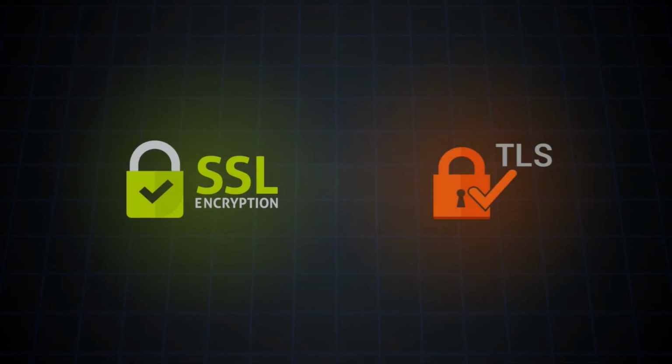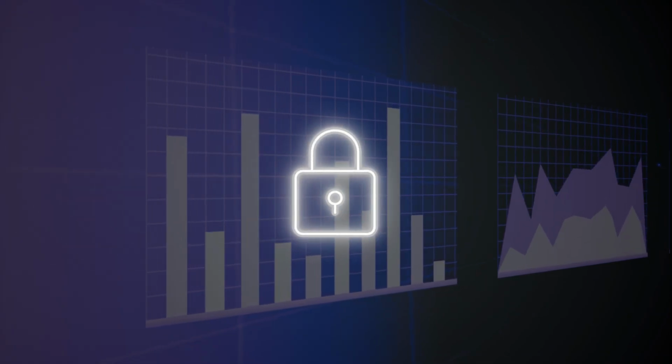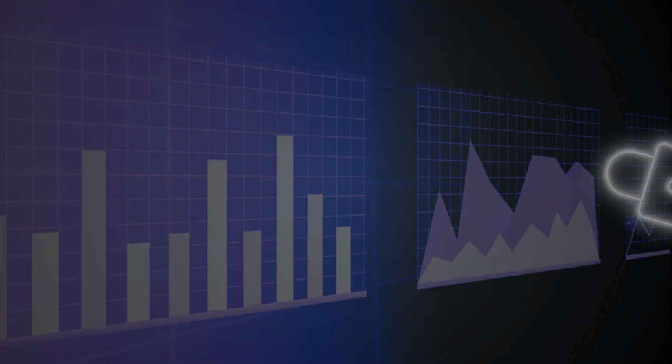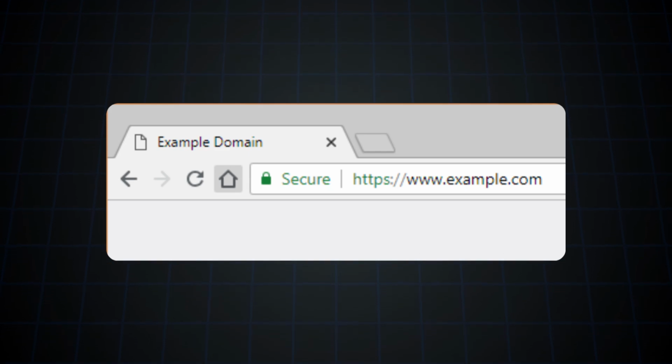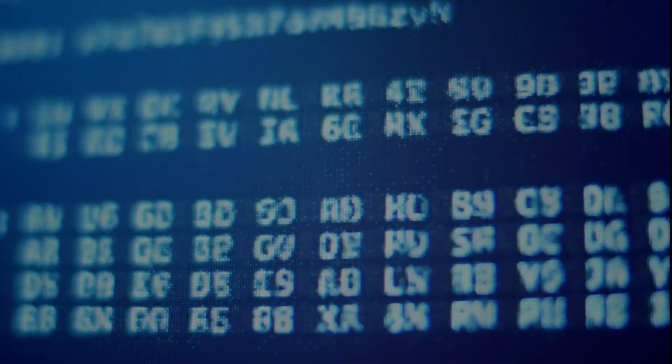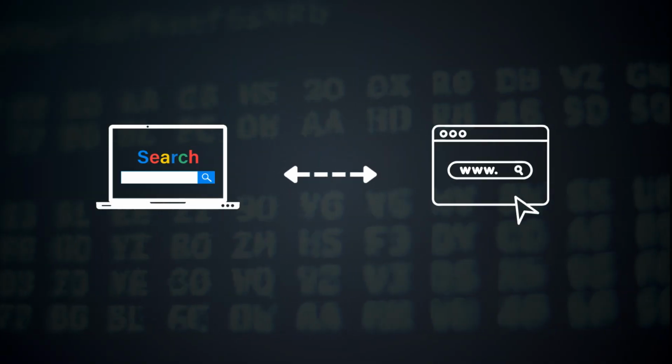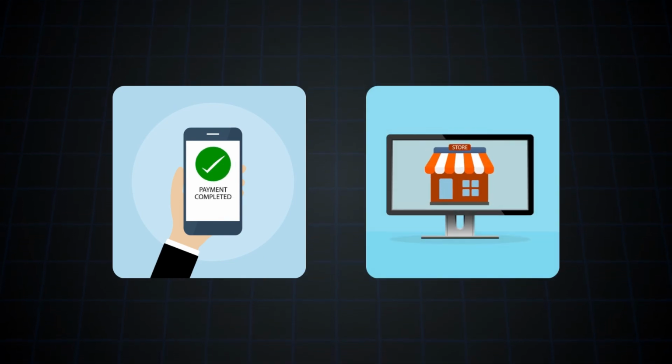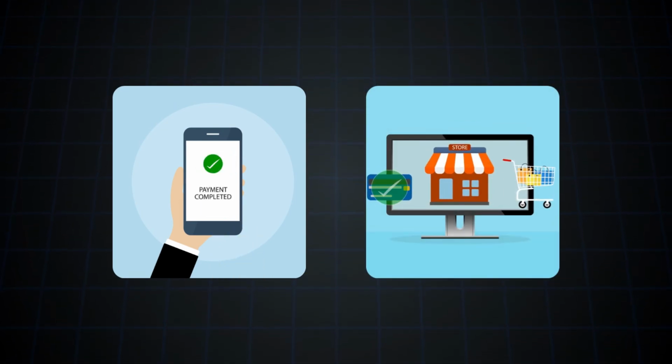SSL and TLS. They're the protocols that secure web traffic. When you see that little padlock in your browser, it means TLS is encrypting your connection so nobody can read or tamper with the data as it travels between your computer and the website. They're essential for online banking, shopping, or really any site where you log in.